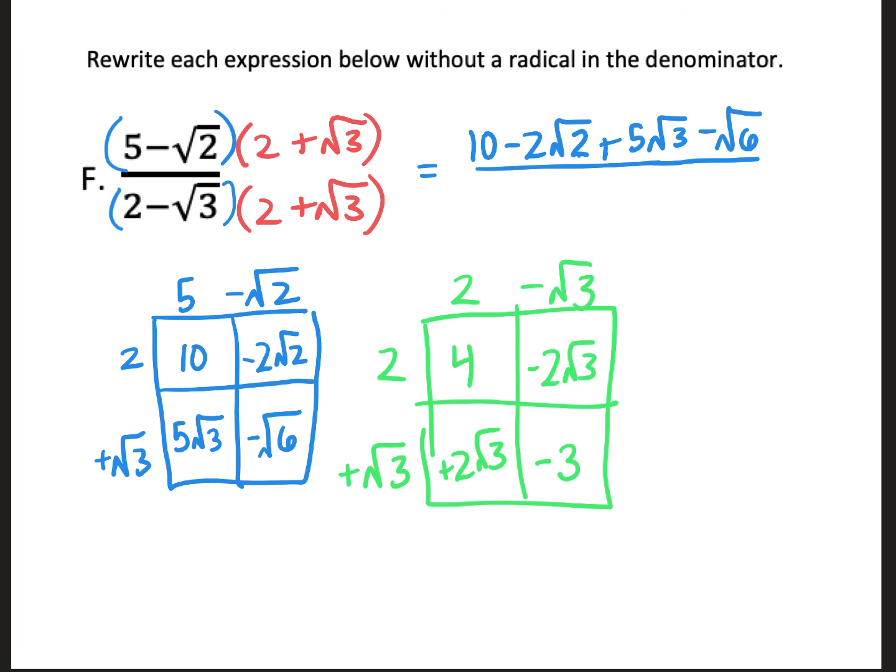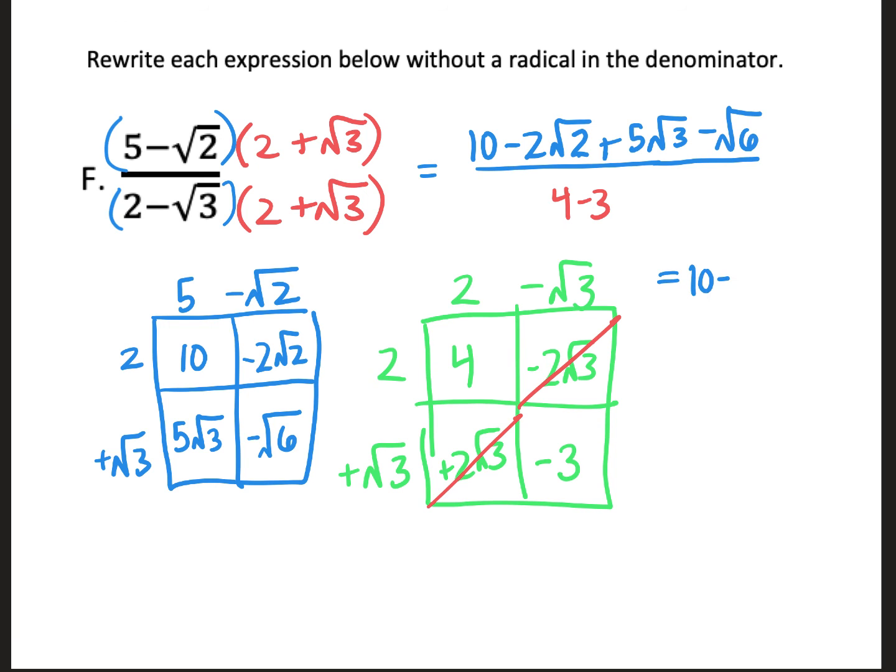The good news here is that 2 root 3 and negative 2 root 3 cancel each other out. So really, on the bottom, you're just left with 4 minus 3. And if I do 4 minus 3, I get 1. So technically, you have that whole thing divided by 1. Again, anything divided by 1 is itself. So my answer is just going to be whatever's left over on top.